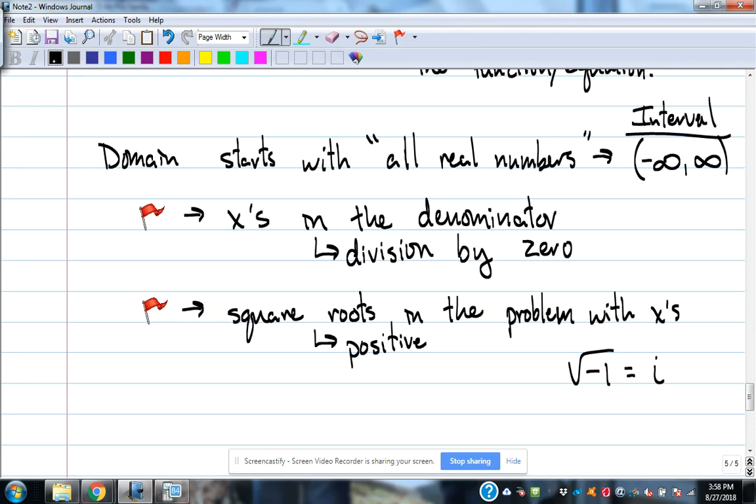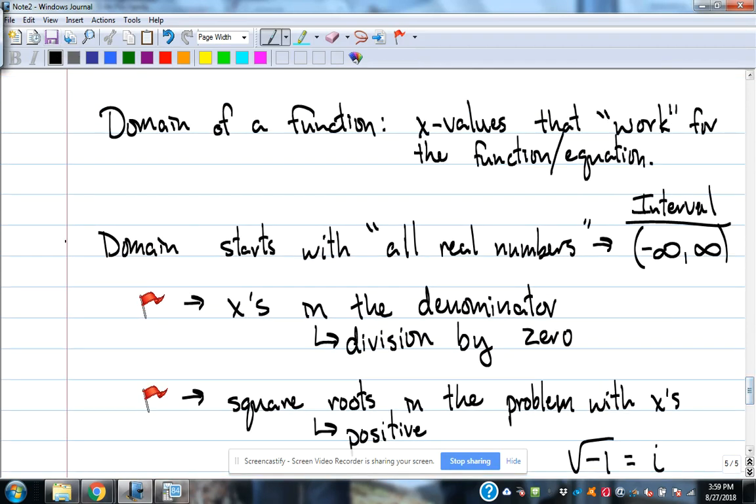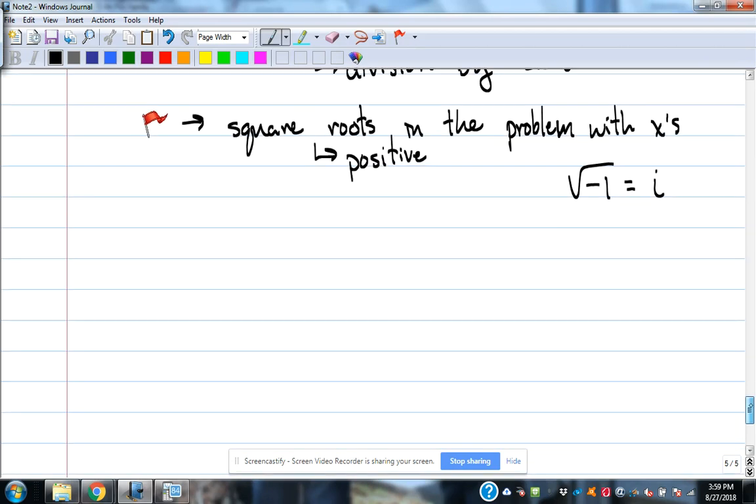So what we're going to do is look at some functions, and decide if they're red flags. If there are no red flags, we're going to go to the default domain: all real numbers, x is from -infinity to positive infinity. That's the domain if there are no red flags. If there are red flags, then we've got work to do, and that's going to change. So if there are no red flags, we go to the default domain, all real numbers, or -infinity to positive infinity.